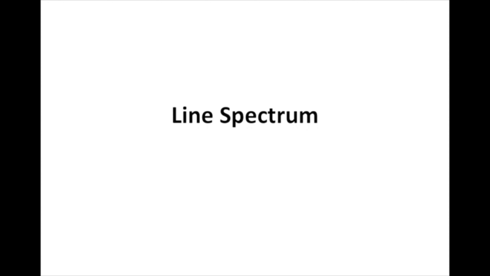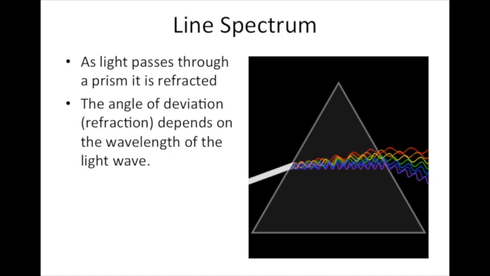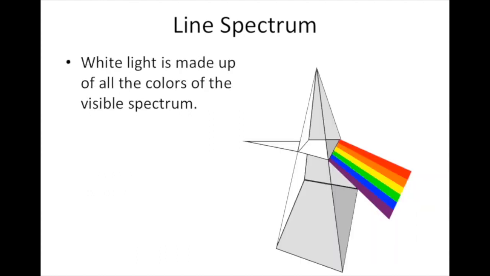In this video, we're going to discuss the line spectrum. As light passes through a prism, it gets refracted or bent. The angle of refraction depends on the wavelength of the light. So incoming light essentially gets separated into its component waves based on the different wavelengths.